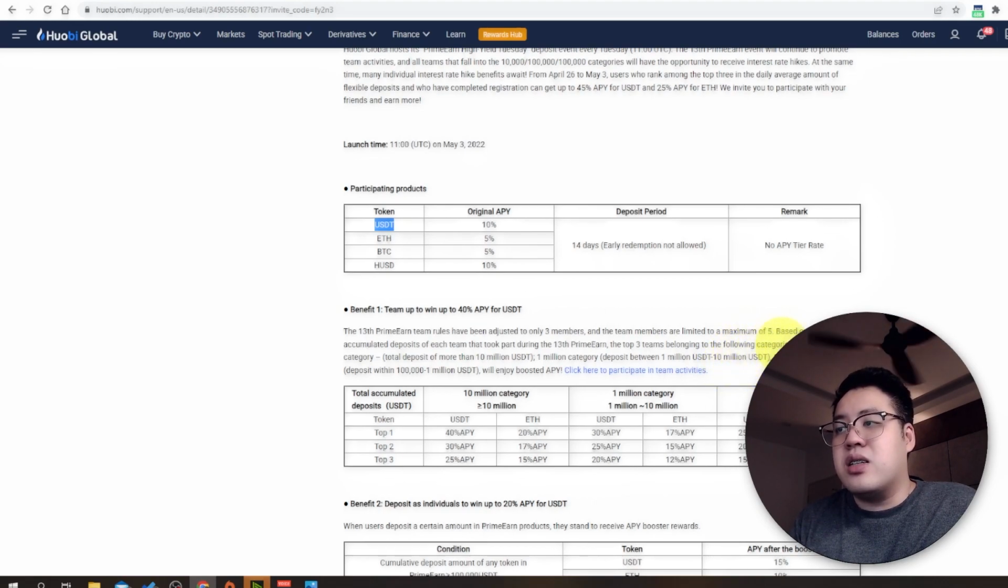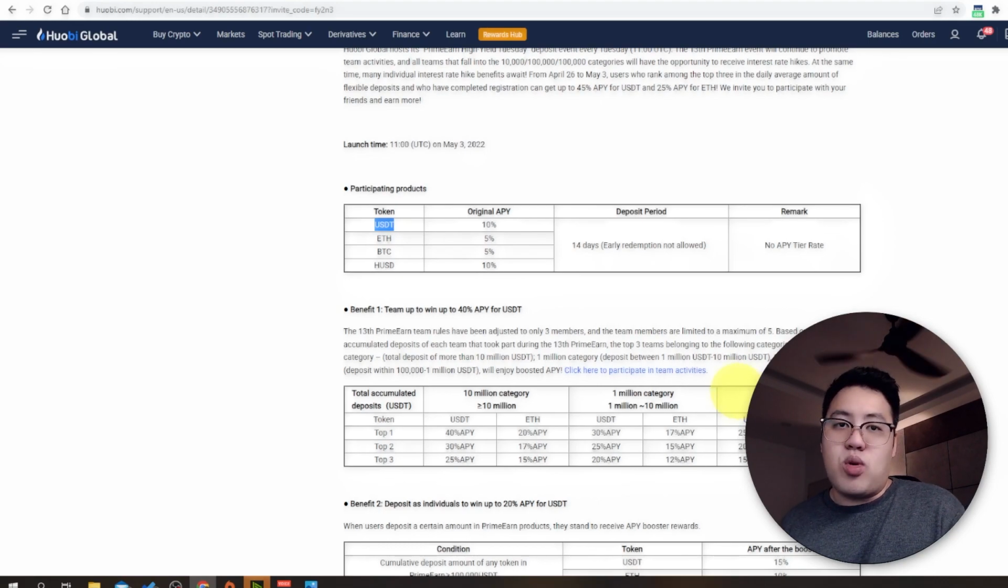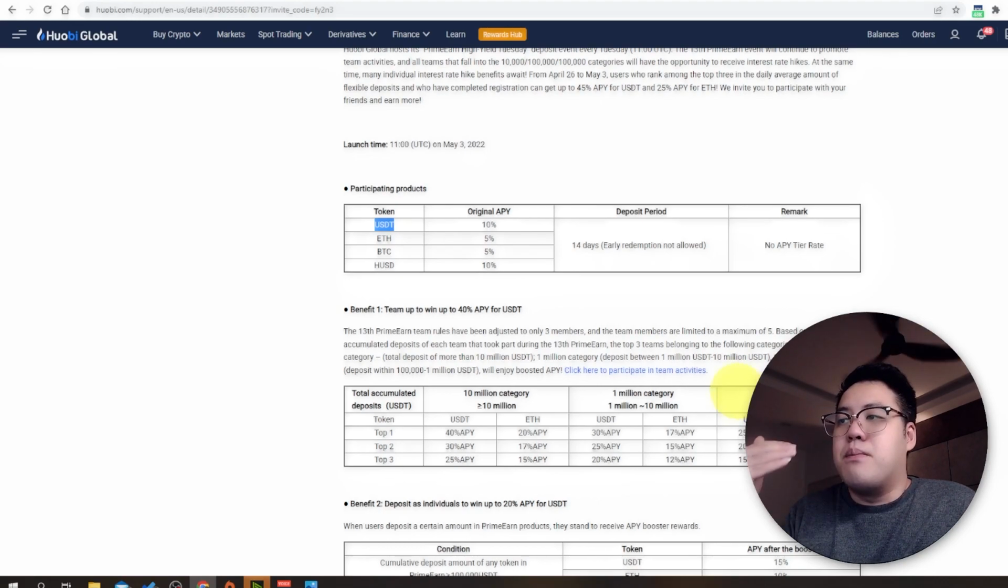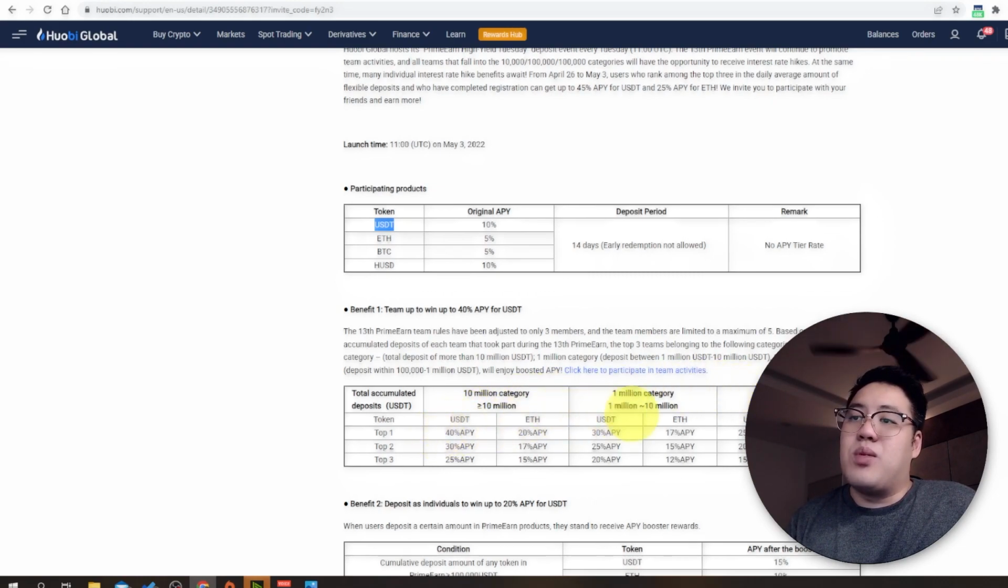So we can see the categories fall on 10 million, 1 million, or 100,000. So if you have a bunch of friends that are able to team up with you and stick it together to come up with a total volume of more than 10 million, you can get up to 40% APY together.